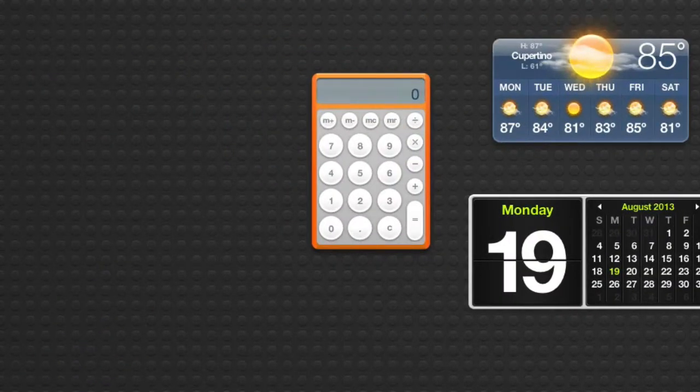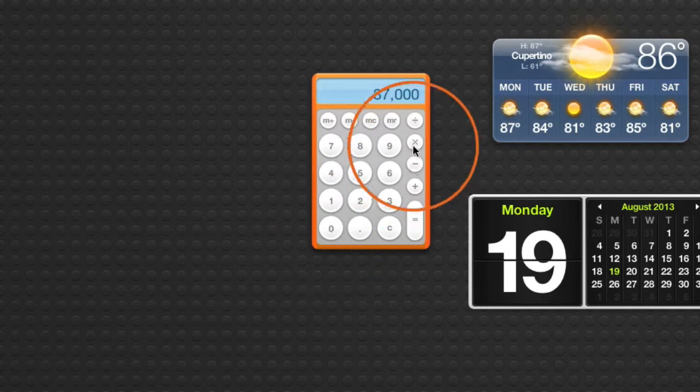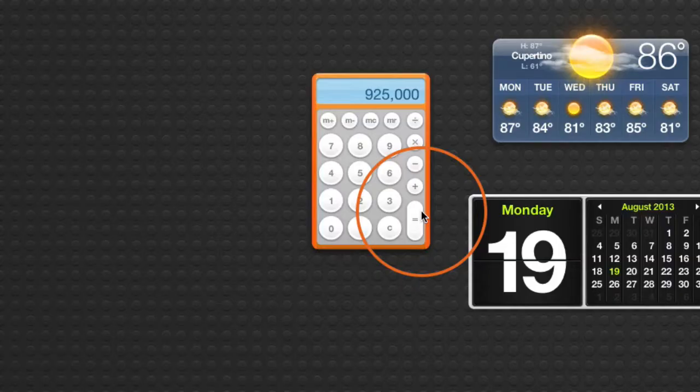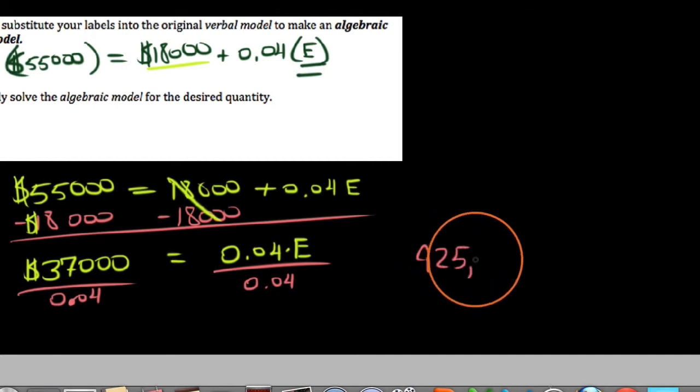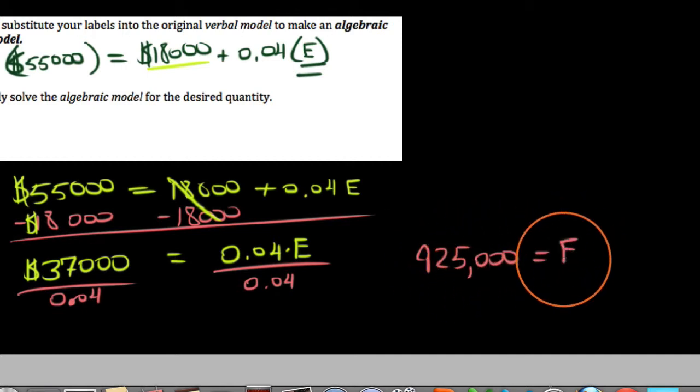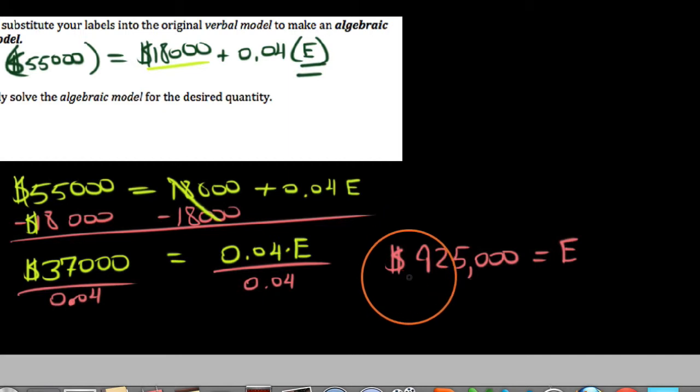Let's flip over here. We say 37,000, so 37 with 3 zeros divided by 0.04 is equal to 925,000. So this would mean that E is equal to 925,000, and that was in dollars. Essentially, this person would have to sell $925,000 for the company so that the 4% of what they earn adds on to their base pay to add up to $55,000. So hopefully you have a good year.